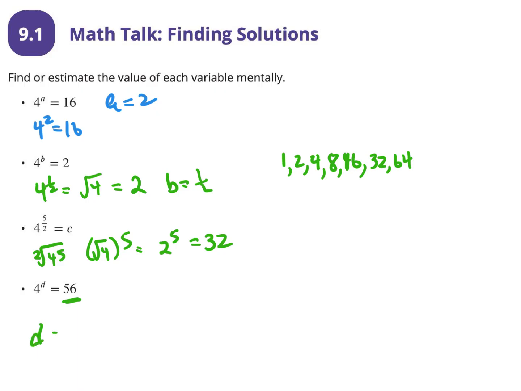Now, this is what we're learning about today. D is what? D is some number in between 0, 1, 2, 3, 4, 5, and 6. It's in between 5 and 6. This is where D lies. We don't know what it is, but we're going to figure it out today.